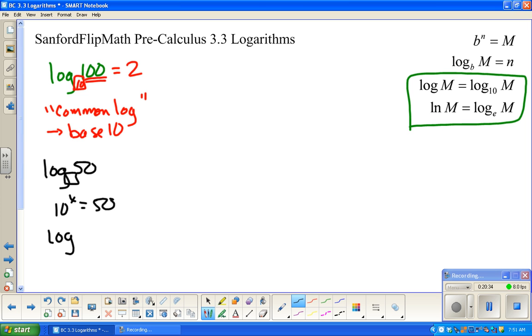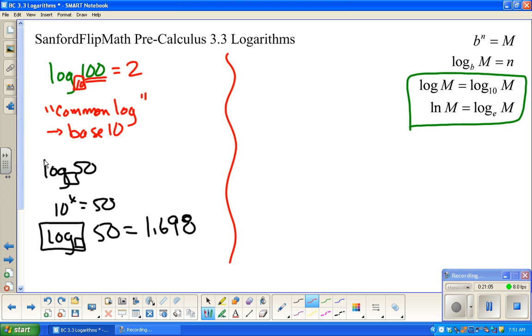But on your calculator is a clever little LOG button. So you can actually type LOG. Notice there's no base there. LOG of 50, and it's going to tell you whatever the log of 50 is. Now I know that it should be somewhere between 1 and 2. If we just type it in, you can't see me typing, it's 1.698.